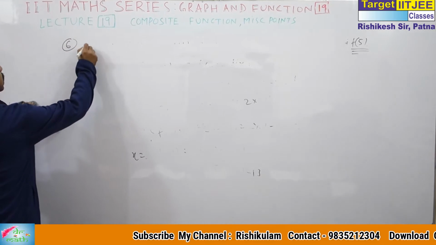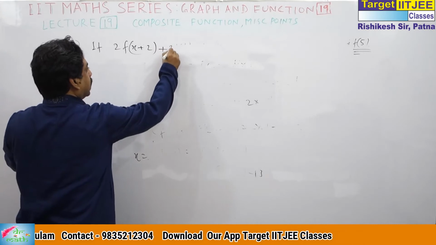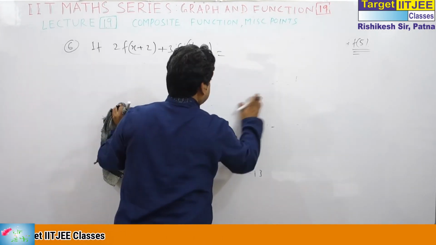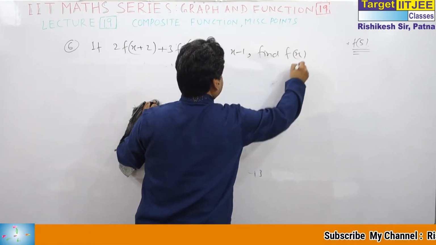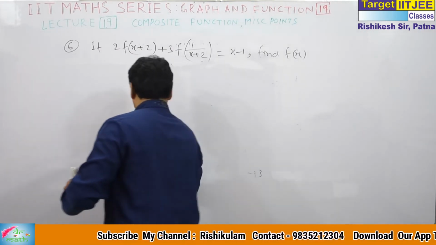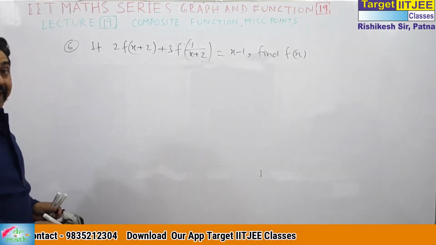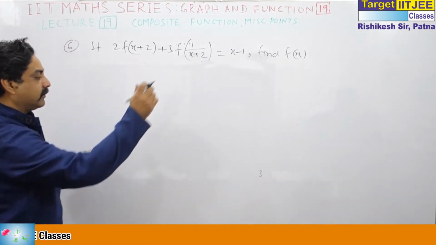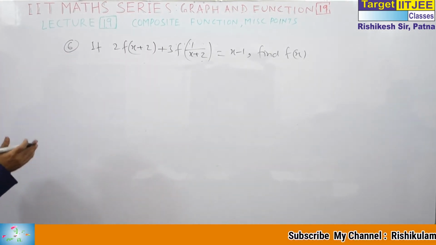The question is like this. If 2f(x+2) plus 3f(1/(x+2)) is equal to, suppose, x minus 1, find f(x). How to do this type of question? Now, from this f(x+2), we have to go for f(x), and this is done by replacement. I have done this type of question earlier also. This is done by replacement.